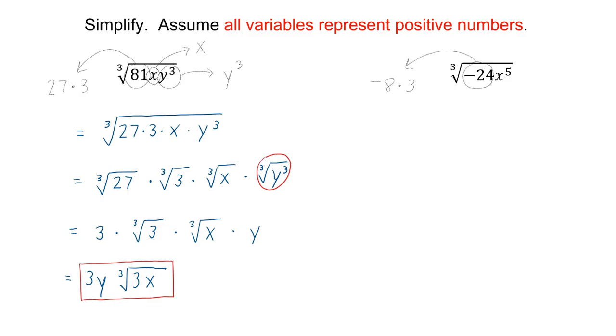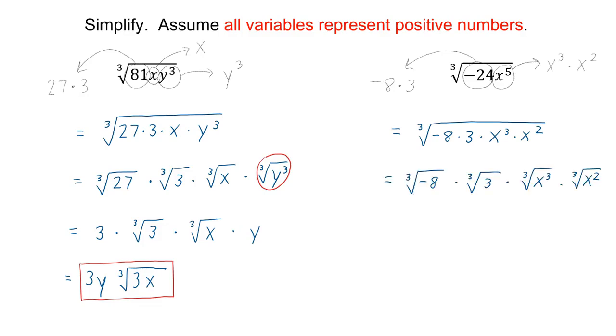The biggest perfect cube that will evenly divide negative 24 is negative 8. Remember, negative 8 is a perfect cube because it is negative 2 times negative 2 times negative 2. And there's a reason that I let the perfect cube be the negative value here. We'll see why in just a little bit. And then we'll rewrite x to the fifth as x cubed times x squared, because x cubed is the biggest perfect cube that will evenly divide x to the fifth. So that gives us the cube root of negative 8 times 3 times x to the third times x squared.